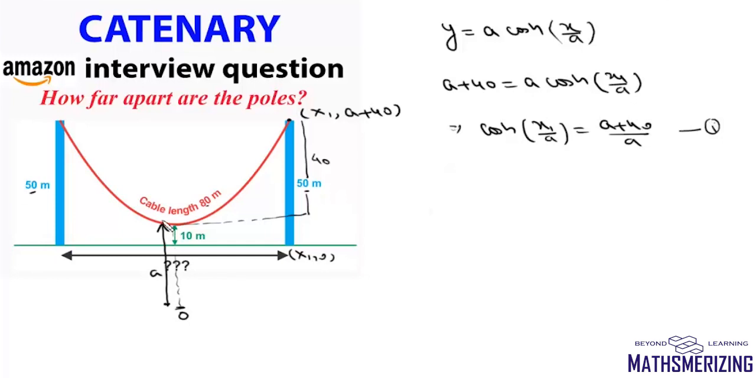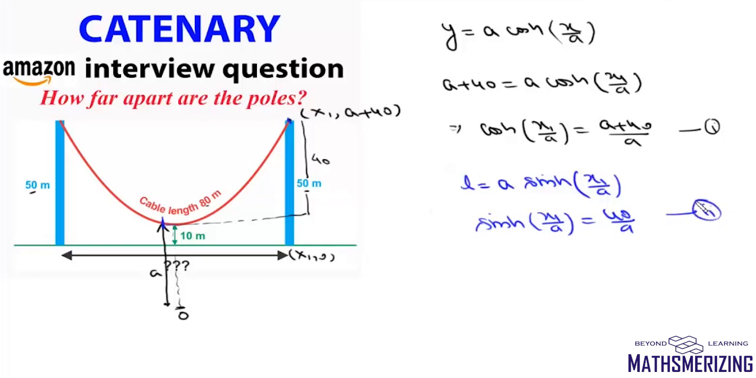Now we also know the formula for the half length of cable. The formula for half length of cable is L equals a sine hyperbolic x1 upon a. Now we know that this half length is 40, so from here we can write hyperbolic sine x1 upon a equals 40 by a, and that's my second equation.